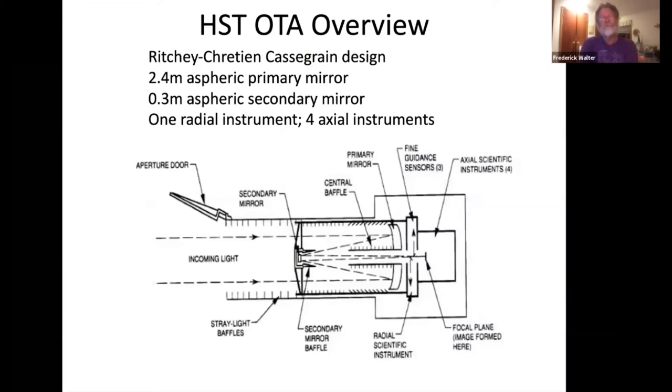So here's the space telescope. This is the optical telescope assembly, the overview. It's a telescope. And if you can see my cursor, the primary mirror is located down here. The light comes in, hits the primary mirror, bounces off the secondary mirror, which is a 0.3 meter mirror, and it focuses down at the Cassegrain focus back here. This is where the instruments are. There are five instrument bays. One is right on axis, where you presumably get the best focus from the space telescope. And there are four axial bays off to the side.